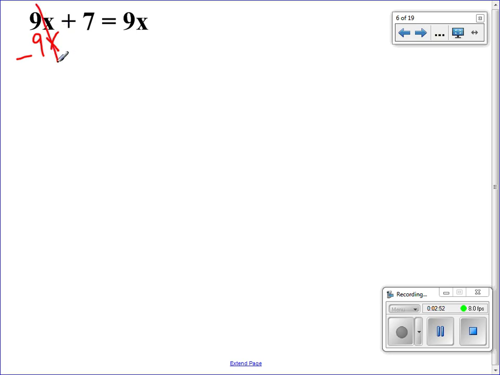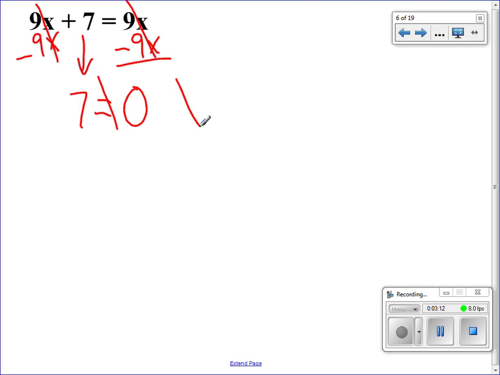But remember, whatever you do to the left-hand side of the equation, you have to do to the right-hand side of the equation. And those also cancel out. So what am I left with? 7 equals 0. Well, that doesn't really make sense. 7 equals 0, we know that's not true. 7 does not equal 0. This is wrong. So what that tells me, when I'm solving an equation, and I end up with two numbers that are not equal to each other, that tells me there is no solution.